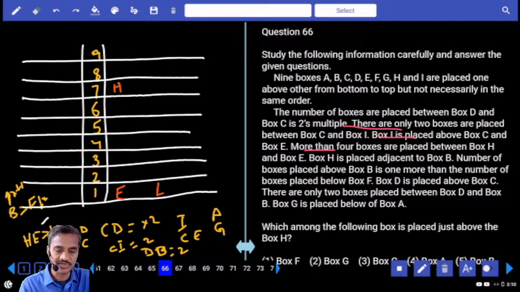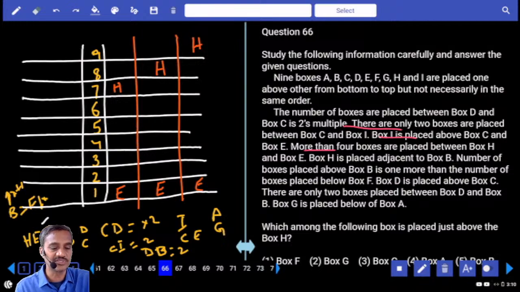Or if E is here, H is another possibility, and so on. That means if you place E at the first place, the bottom, then H can be 7, 8 or 9 in any order, since H and E are more than 4 apart. And next, H and B are adjacent to each other.